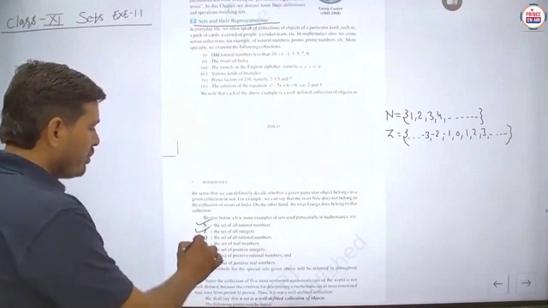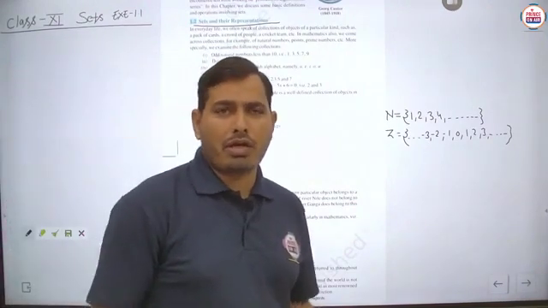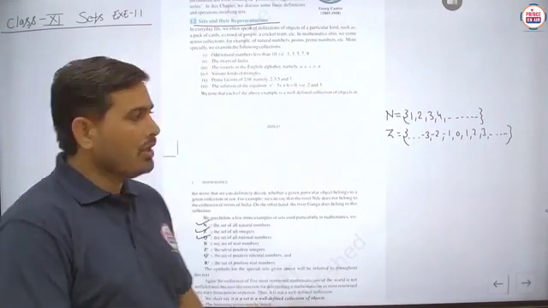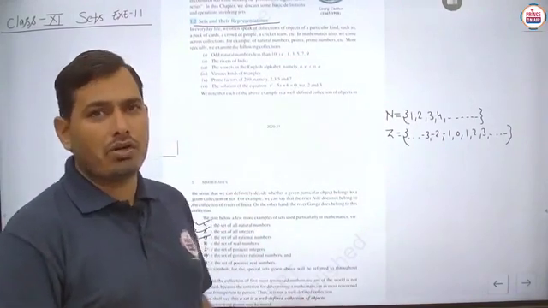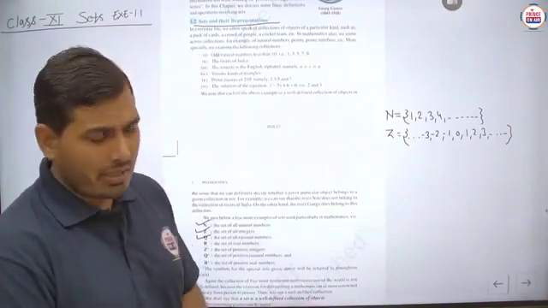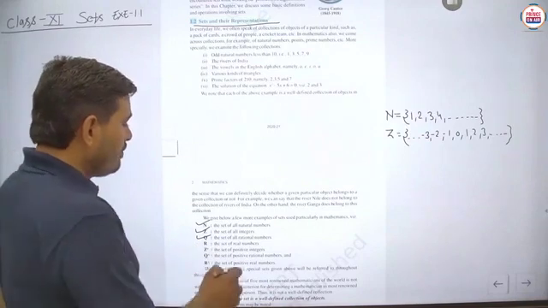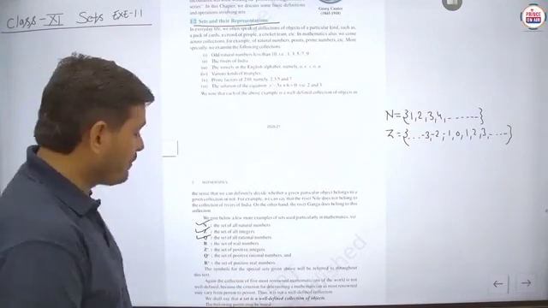After that, Q is the set of rational numbers, and the set of rational numbers cannot be represented in tabular form. We only have to think about rational numbers as those numbers which can be represented in the form p divided by q, where q is not equal to 0. So the set of rational numbers is declared with the symbol capital Q.